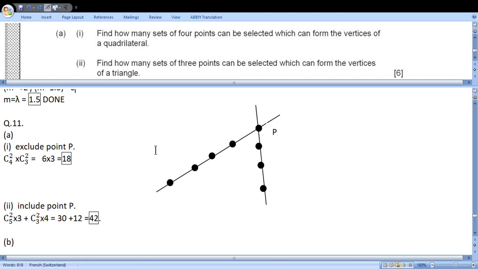For a triangle, we should include P, and then we have 2 of 5 points combined with any of these 3, or 2 of these 3 points combined with any of these 4. As a result, here we multiply. So we get 30 plus 12, 42.